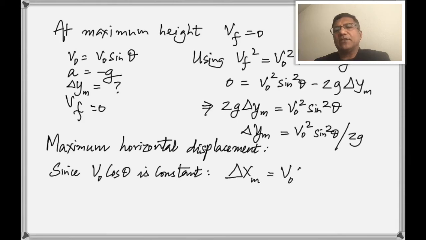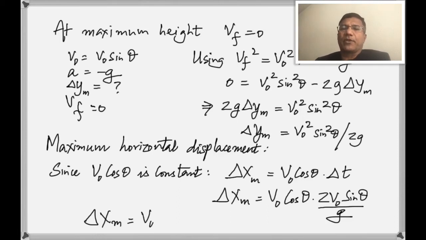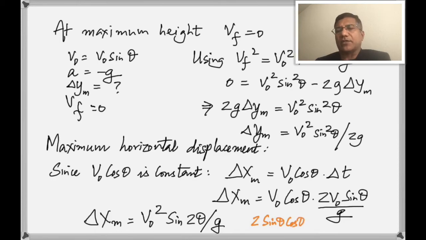So we use this equation. Just multiply that with the time, which is the time of flight. And we've already got the equation for time of flight, which is 2 V naught sine theta by g. And actually here you can see V naught squared, 2 sine theta cos theta. 2 sine theta cos theta is an identity which can be written as sine 2 theta. So that becomes V naught squared sine 2 theta by g. Why? Because 2 sine theta cos theta is nothing but sine 2 theta.